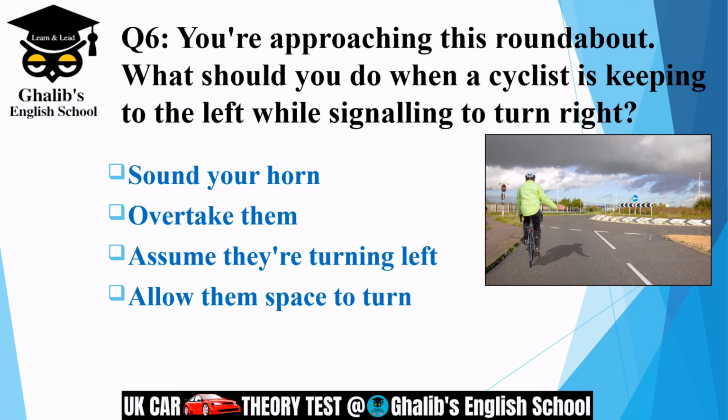Question 6. You are approaching this roundabout. What should you do when a cyclist is keeping to the left while signaling to turn right? You should sound your horn, overtake them, assume they are turning left, allow them space to turn. So cyclists need space to turn, so you should allow them space to turn. That's your correct option.